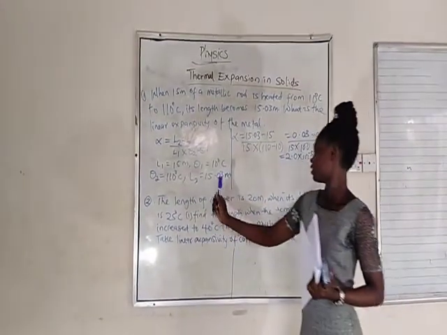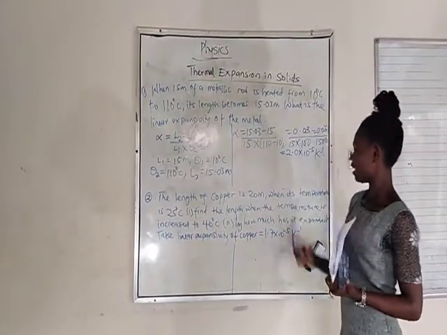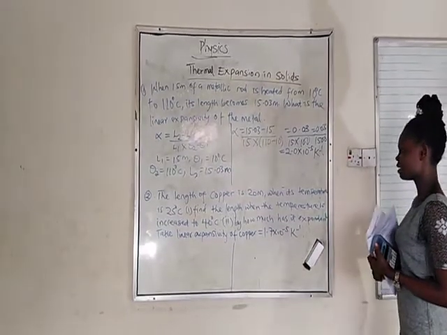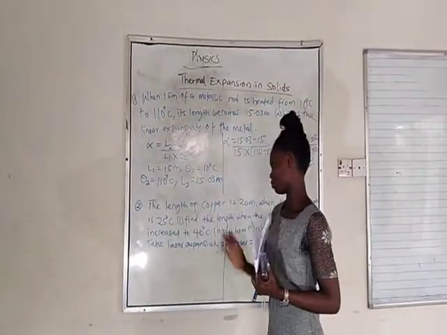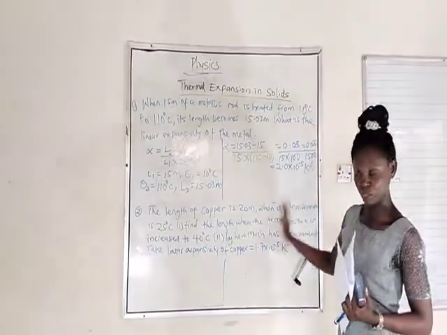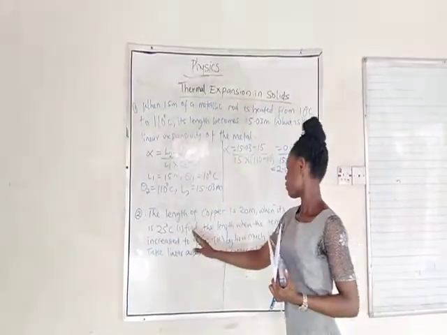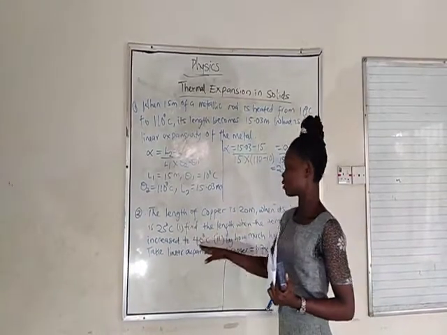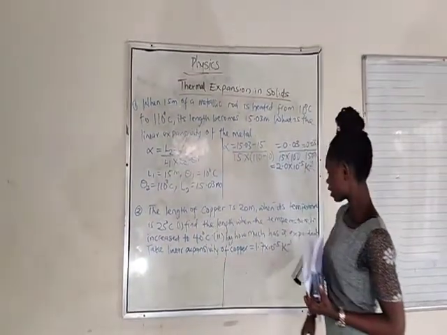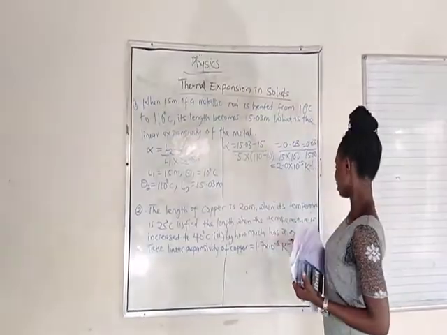Here, the length is given to us. The length of copper is 20 meters. When its temperature is 25 degrees Celsius, the length of that material was 20 meters. We are asked to find the new length when the temperature is increased to 40 degrees Celsius. And the second question is, by how much has it expanded?